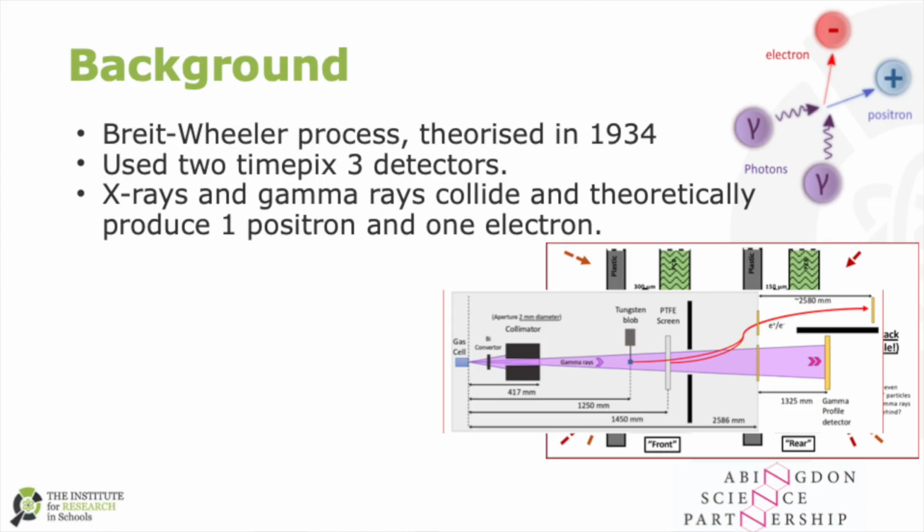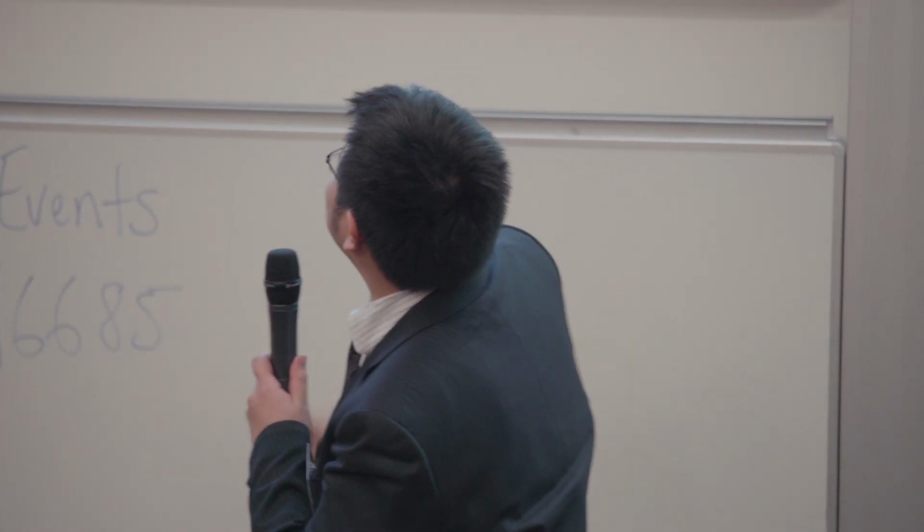The Matter from Light project is basically, as the name says, matter from light. It's to try to prove the Breit-Wheeler effect directly with the Timepix detector. So if you have two high-energy photons colliding with each other, you make a positron and electron pair. What the experiment does is, this is overlapped.